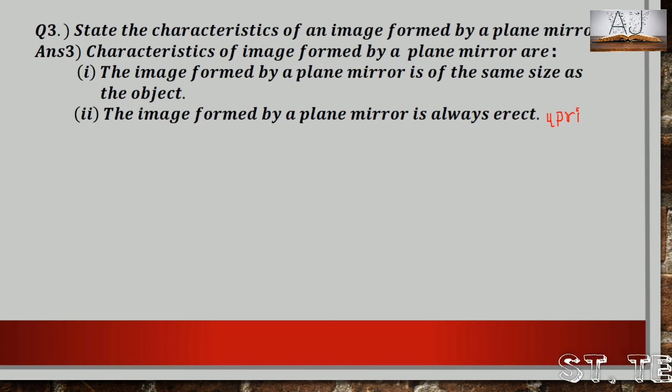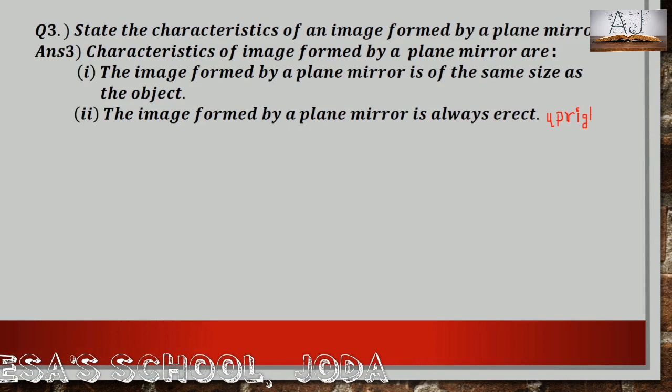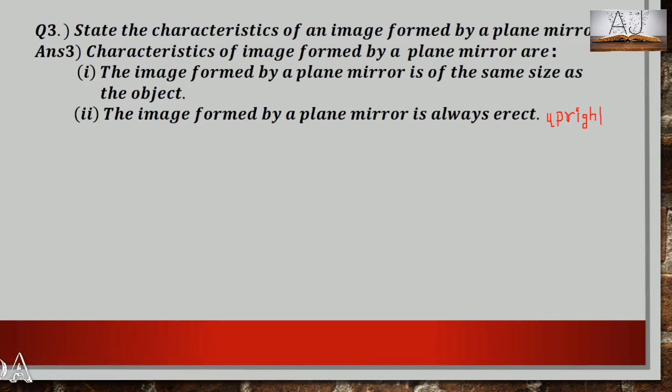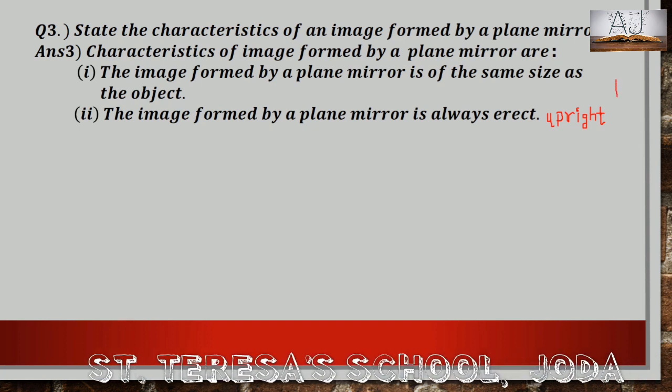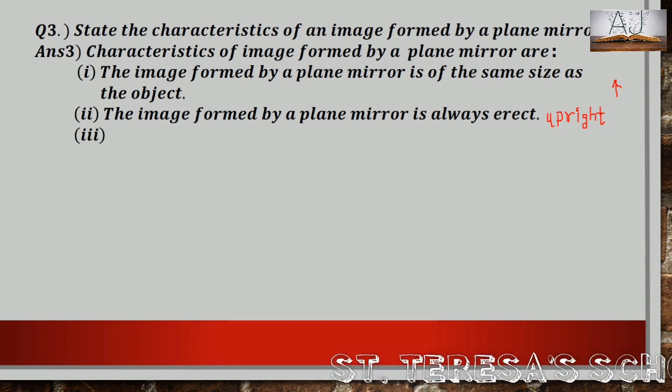Upright. It's also called upright. Erect or upright means पैर नीचे सर ऊपर, जैसे था वैसा. Okay, we don't see our image upside down. So that is what we see in the plane mirror. Okay, so that is what I'm saying. That means head up and leg down.